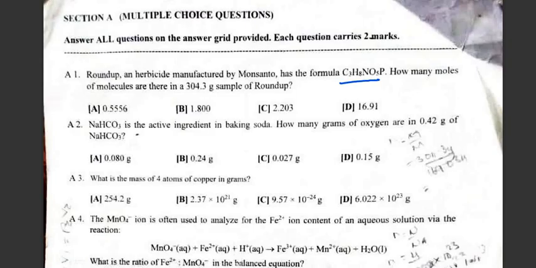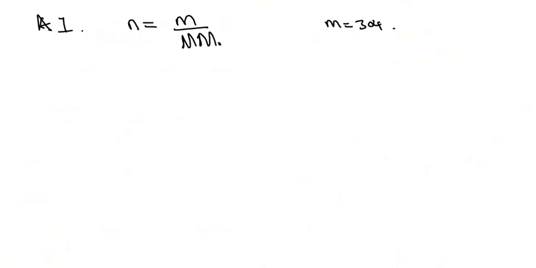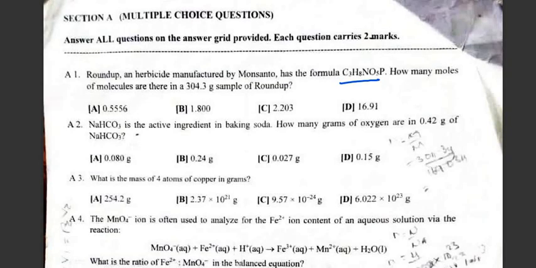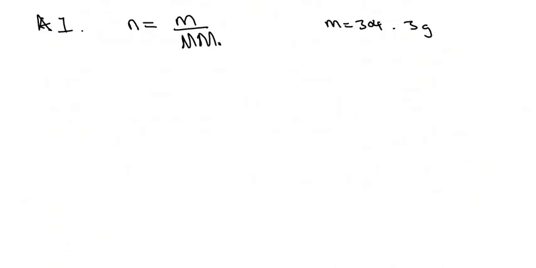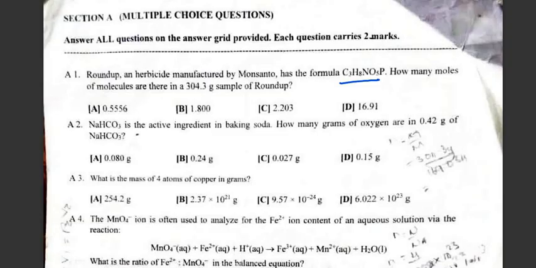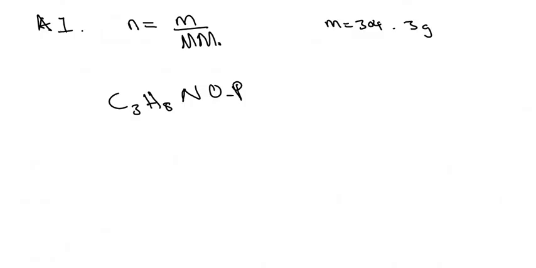So question A1, just to show the illustration, the number of moles that we're interested in is the mass over the molar mass, or Mr. So you can just go like that. The mass has been given to be 304.3 grams, and the Mr. according to the formula that we have, which is C3H8, then we have nitrogen and oxygen, and there's a P at the end. Let's just see if there's a 5 at oxygen. So on oxygen there's a 5.